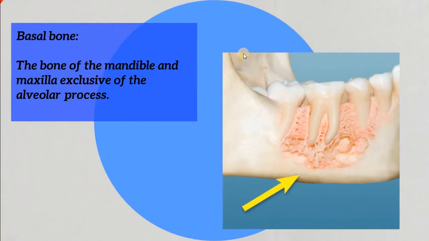We have the term basal bone. The basal bone is the only bone that remains while you are getting old. If all of the mandible resorbs, the basal bone will remain. So it is the bone of the mandible and maxilla, exclusive of the alveolar process. It's the end part of both jaws, the mandible and maxilla.